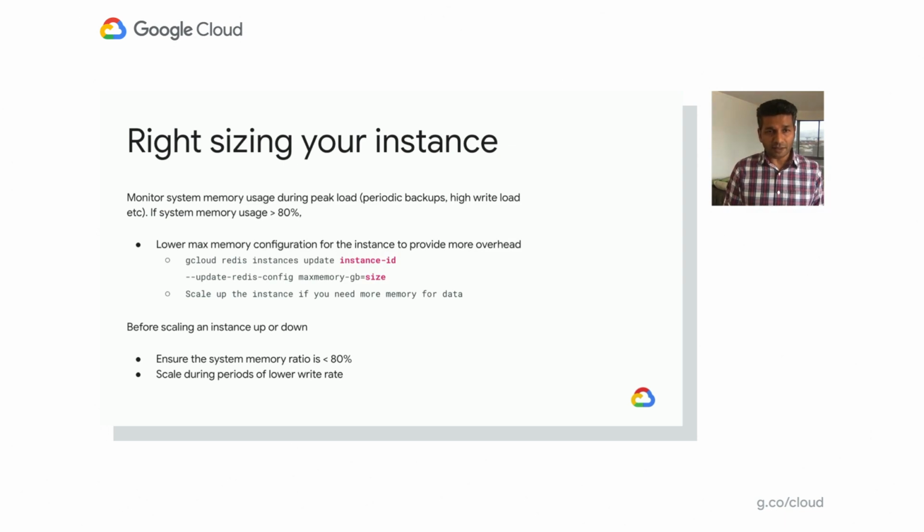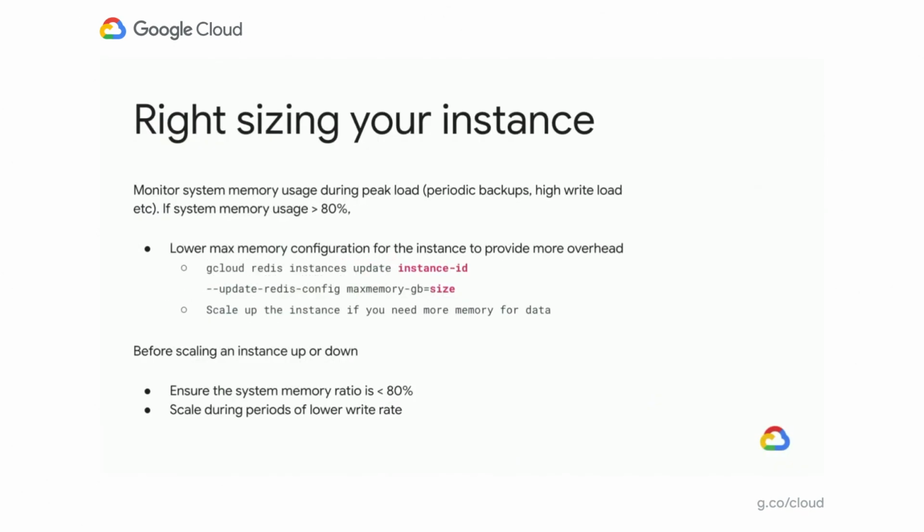So like I mentioned earlier, the system memory usage ratio is a very good indicator of how well your system or instance is performing in terms of memory consumption. So if you go beyond 80%, what you would want to do is right size your instance by lowering the max memory flag, which we have provided as a gcloud option, which will allow you to give more overhead for the instance.